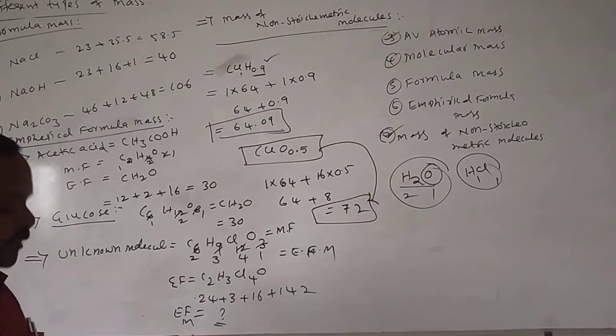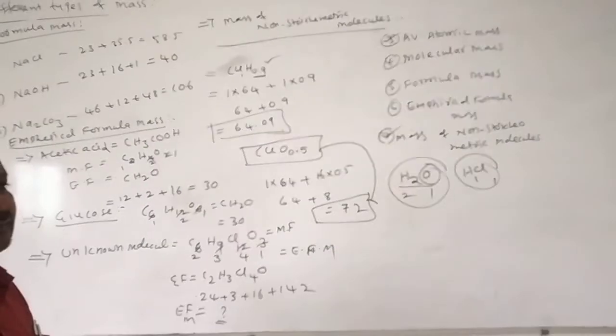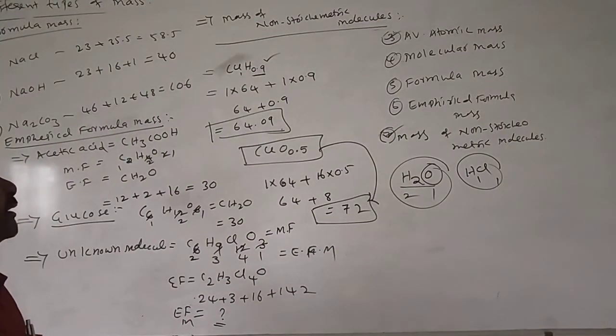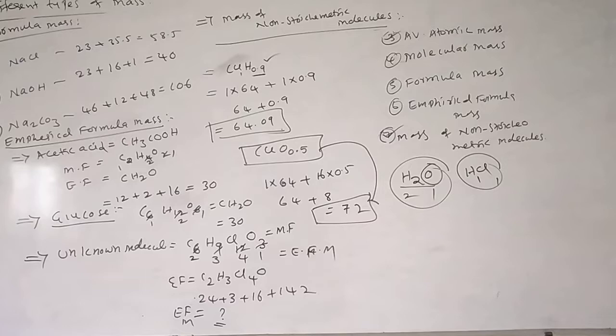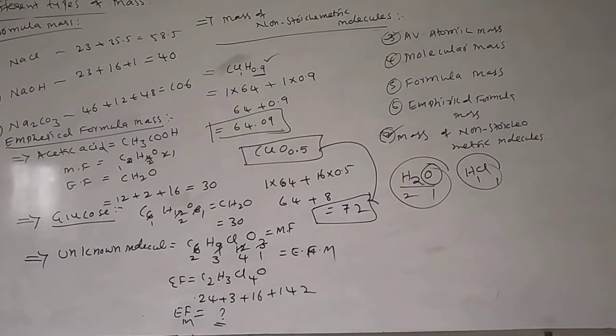By using this method, we calculate the mass of non-stoichiometric molecules. This is about the various masses present in chemistry. In continuation, we'll see one more topic, the stoichiometric equation and what is the limiting reagent. Only 2 topics are present in this chapter. We'll finish today evening itself. Thank you.